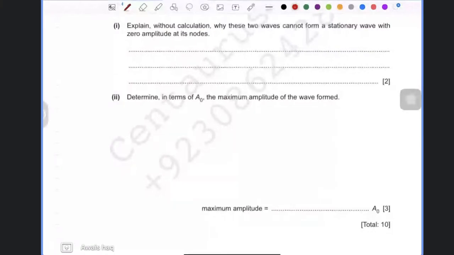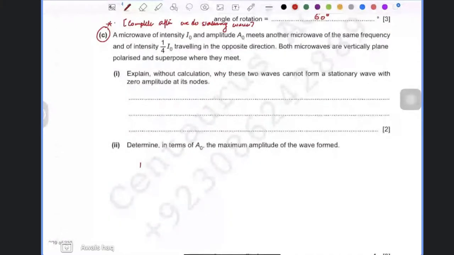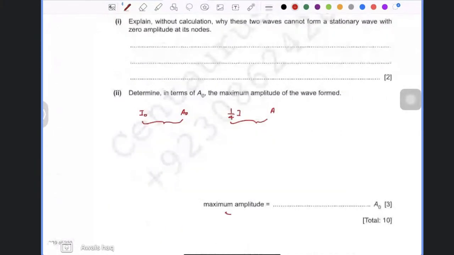So it says the initial intensity was I naught and the amplitude was A naught, and then afterwards the intensity was 1/4. Let's call this A. We don't have the value for this one, and we have to find when they have the maximum amplitude. Maximum amplitude is when they meet in phase with each other.